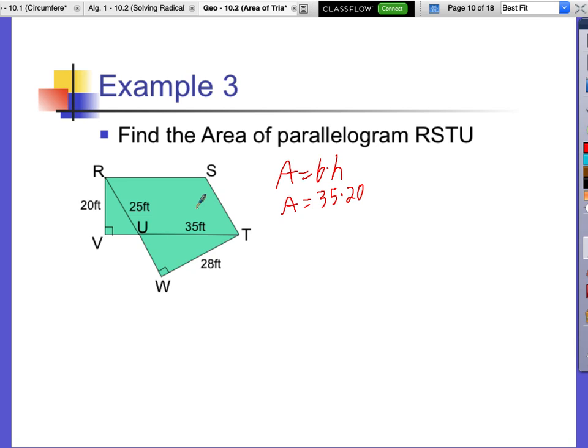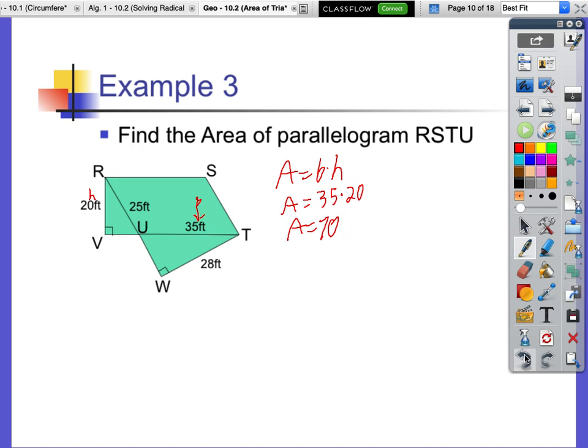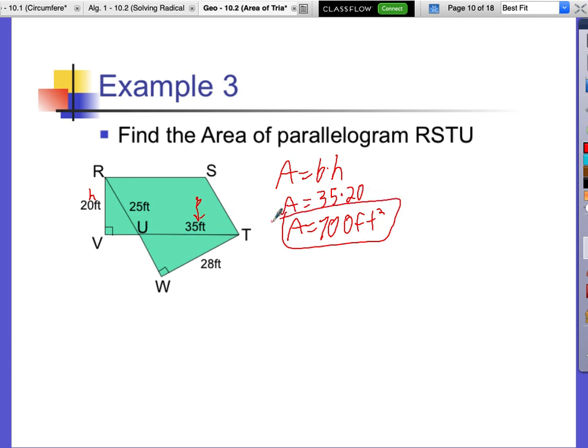If we choose 35 to be our base, then perpendicular to that is 20 as our height. You do this and you end up getting 700 square feet. What would be the other way to do this? Daniel: If 25 is your base, then what is your height? 28, because it's perpendicular to this side. And if you have 25 times 28, do you still get the same thing?